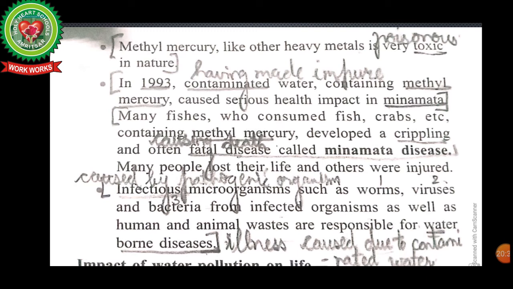Infectious diseases, that is, caused by pathogenic organisms such as worms, viruses and bacteria from infected organisms as well as human and animal waste, are responsible for waterborne diseases. Now, what are these waterborne diseases? Waterborne diseases are illnesses caused due to contaminated water.